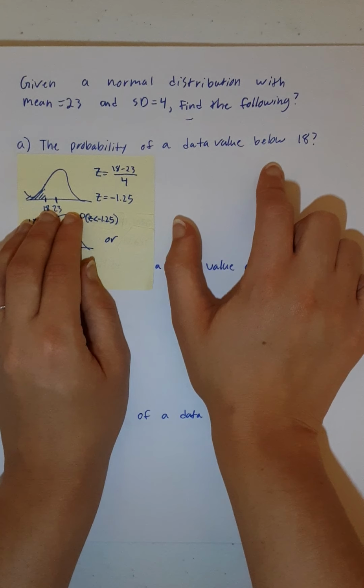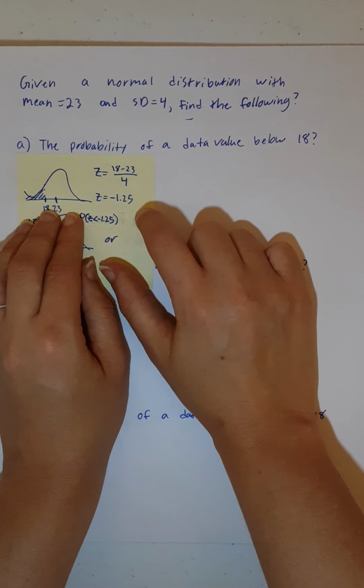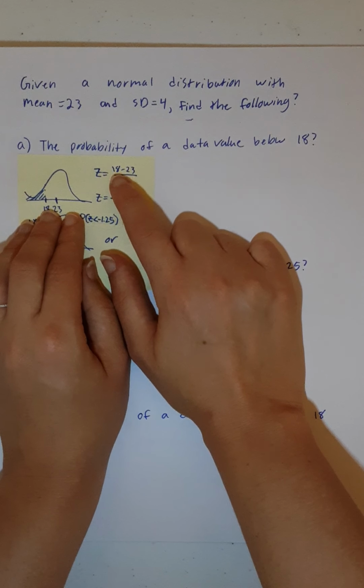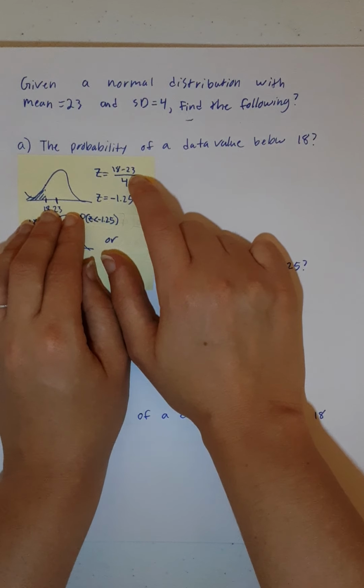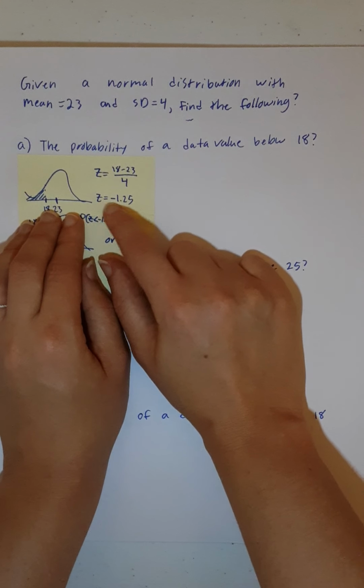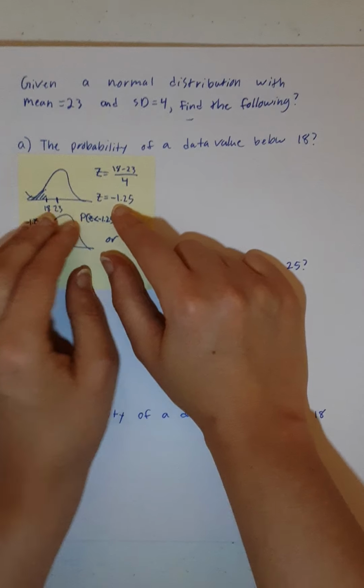Now, to help me, I'm going to find the z-score. I plug in the data value, minus 23, over 4, and use my calculator to simplify, and I get z equals negative 1.25.